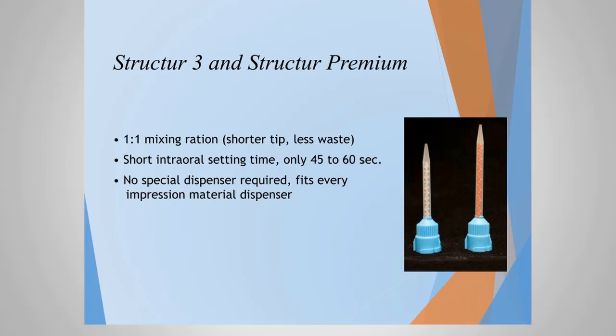Both of these materials are a 1-to-1 mixing ratio. They use a smaller tip, which allows for less waste of the material. They set up pretty quickly, anywhere between 45 to 60 seconds. And more importantly, if you are using their cartridge gun, because it's a 1-to-1 ratio with this material, it's not a special gun. It's the same gun that we use for their light body material, the same gun we use for the heavy body material. It makes it a lot easier as opposed to a special temp gun that you've got to use just for these temp materials.